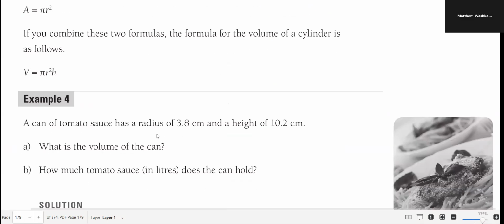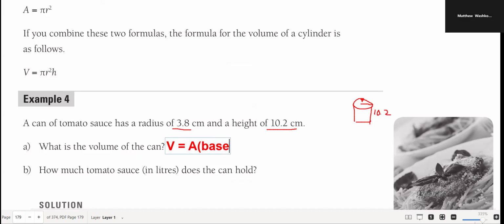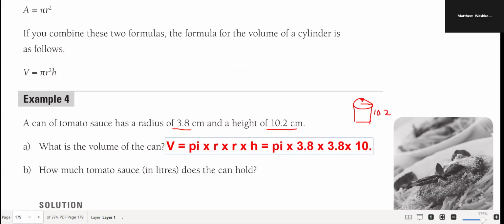So if I give you a can of tomato sauce with a radius of 3.8 and a height of 10.2, well, again, I'm going to draw my diagram here. Here's 3.8. I'm going to write r just because I'm not going to have a lot of space, and 10.2, right? So what's the volume of the can? Well, the volume is equal to the area of the base, which is pi r squared, times the height. Area of the base times the height, right? So that's pi times the radius, 3.8, times the radius, 3.8, times the height, which is 10.2.